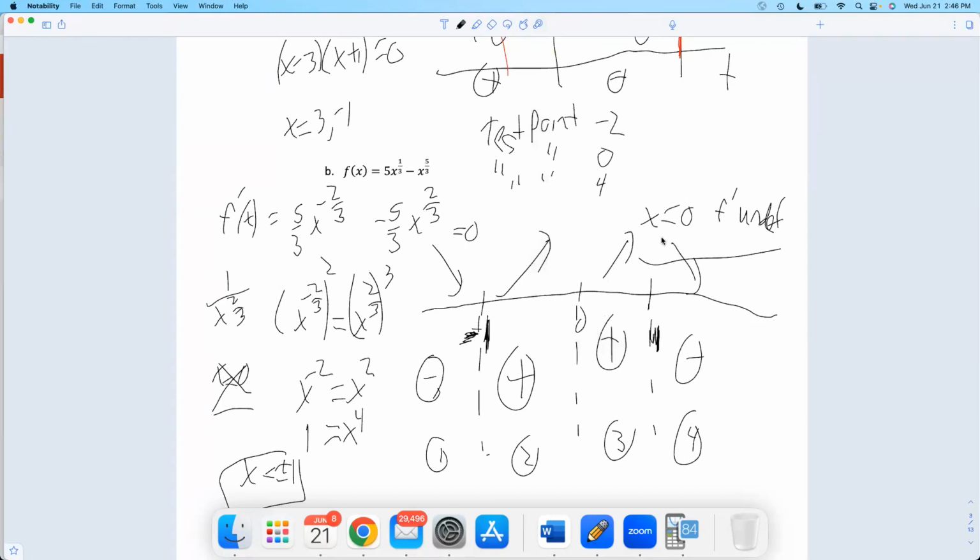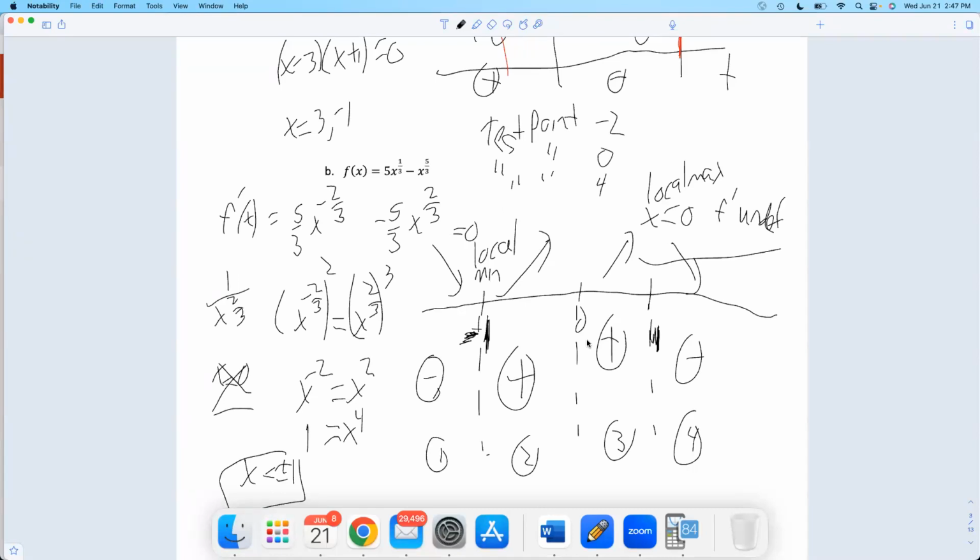So I went from increasing to decreasing. I've got a local max right here, and decreasing to increasing, I'm at the bottom of a valley. The original function f has a local min right there. And there's something weird going on right here. It looks like some kind of asymptote.